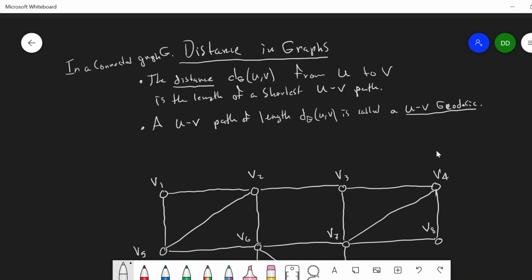So what we can do is pluck out the shortest path. Of all the UV paths, we look at the very shortest path between U and V. The length of that path is what we call the distance. So the distance between two vertices is the length of a shortest UV path between those two vertices. Another term that comes along with this is geodesic. A path that actually achieves the minimum length, a path whose length is the distance between the two vertices, is called a UV geodesic.